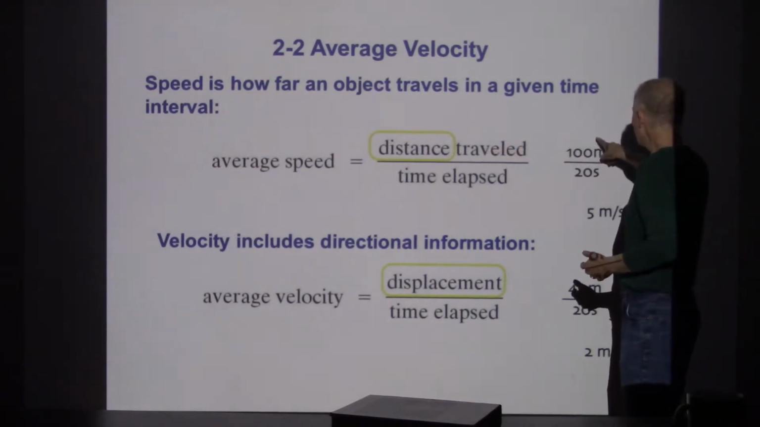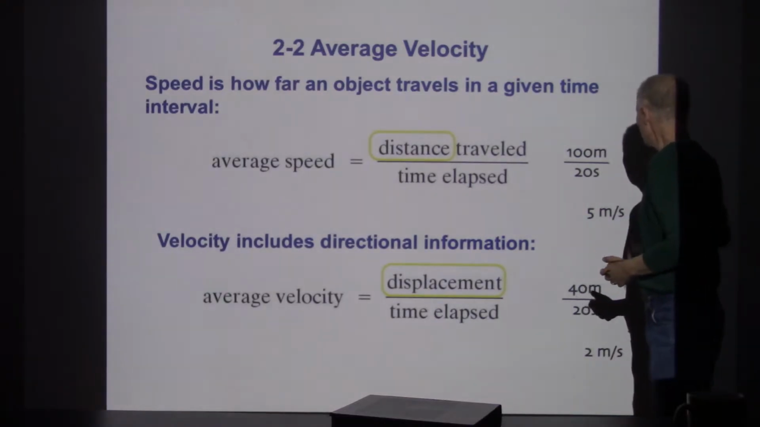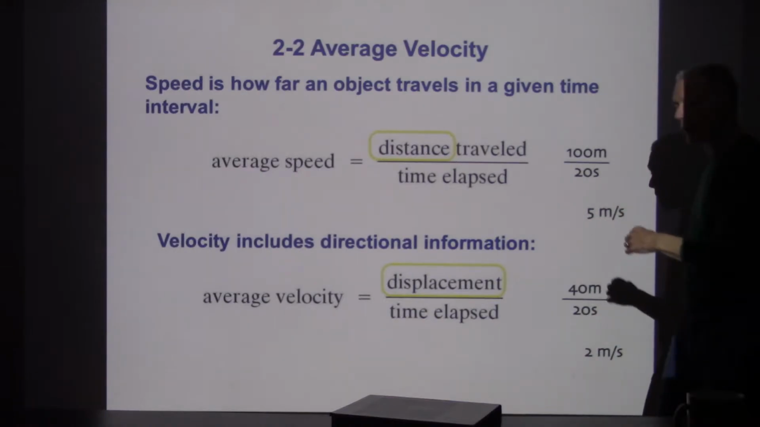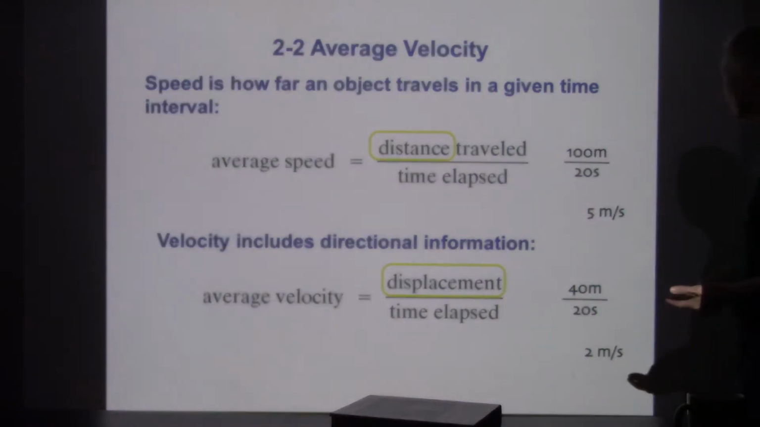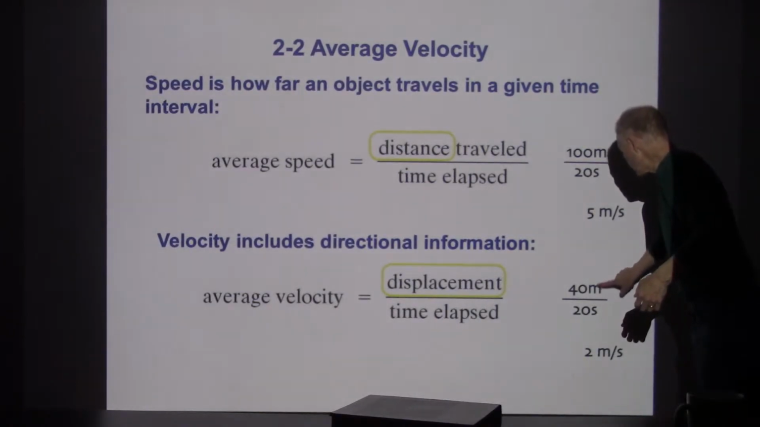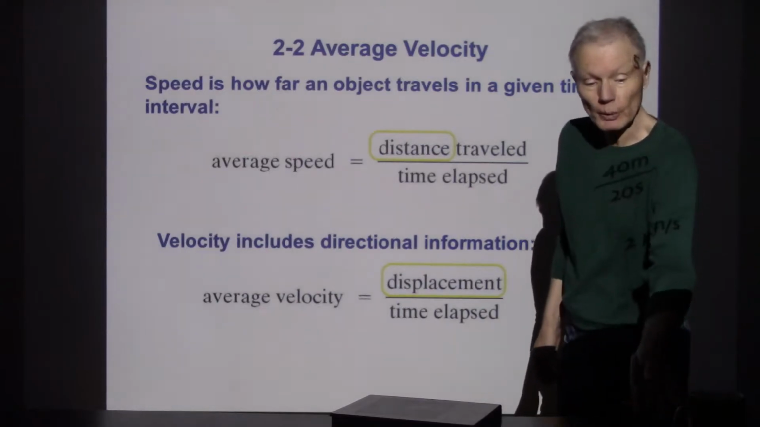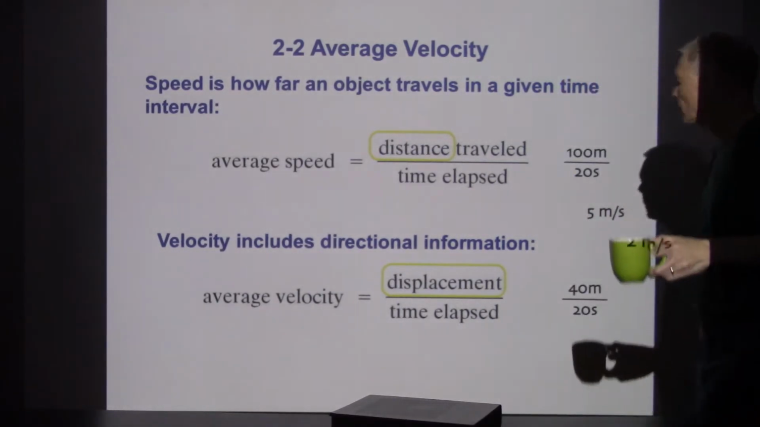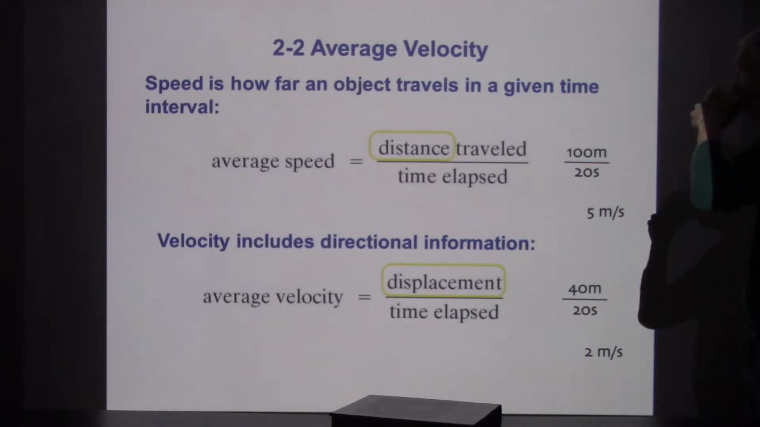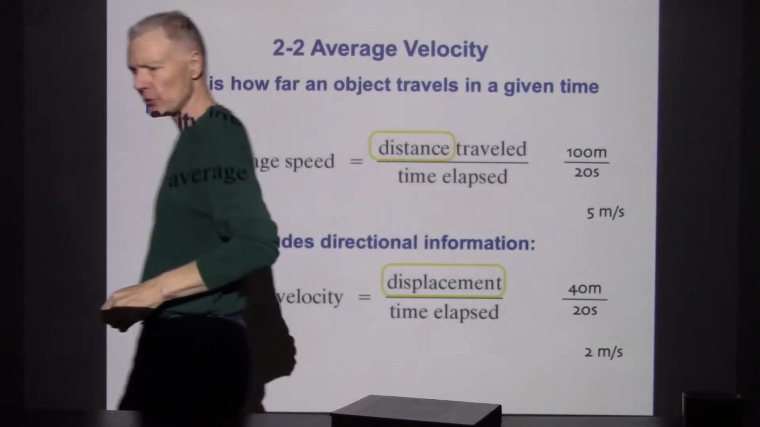For the previous example, the total distance traveled was 100 meters divided by 20 seconds, and that's going to give us an average speed of 5 meters per second, whereas the average velocity is going to be the 40 meters divided by 20 seconds. That's only going to be 2 meters per second. So you kind of get the idea of whether we're working in terms of distances or whether we're going to be working in terms of displacements.